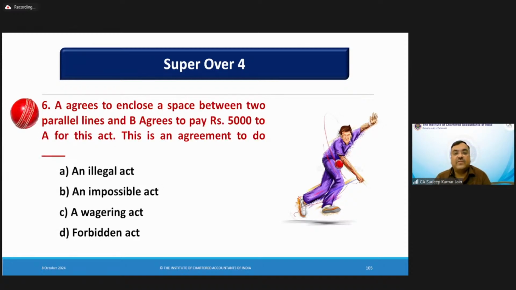A agrees to enclose a space between two parallel lines, and B agrees to pay rupees 5,000 to A for this act. This is an agreement to do an illegal act, impossible act, wagering act, forbidden act. So please send the answers. Waiting for 1 minute.